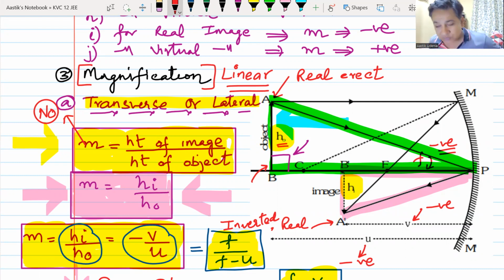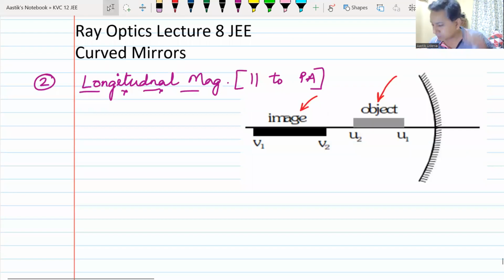So linear magnification can be of two types. One is transverse magnification, when the object is placed perpendicular. One is longitudinal magnification, where the object is placed parallel. Is it clear to everyone? Yes or no? Can I raise hand that we understand this? Yes, sir. Okay. Now, the ball goes into your court.